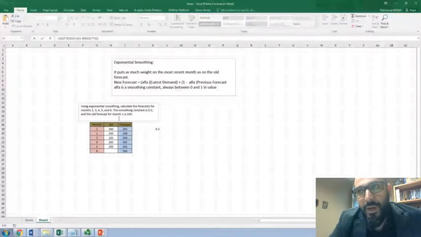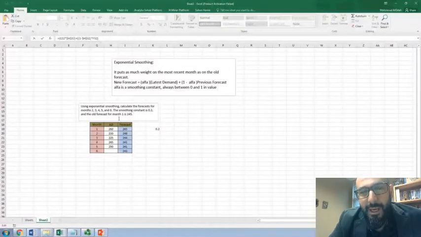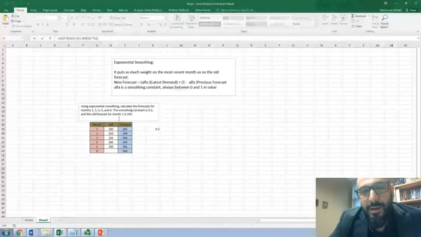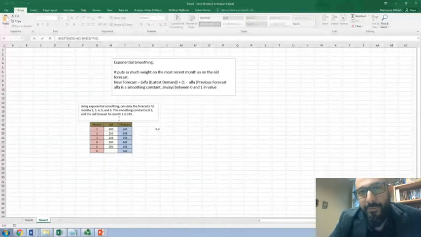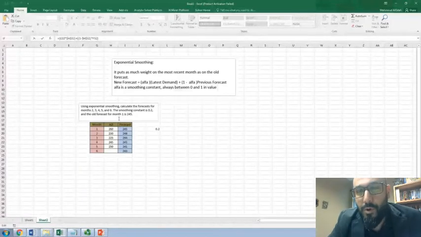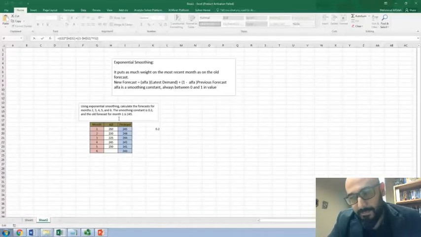For example, if you had a major holiday last month and you did not sell that much because you were closed, you don't need to put a lot of weight on the recent month. You probably want to focus on the months before, because if you put more weight on the latest month, this is not going to be accurate. So what I'm saying is, it depends on the scenario whether you put more weight on the latest demand, or maybe you put more weight on the previous forecast.